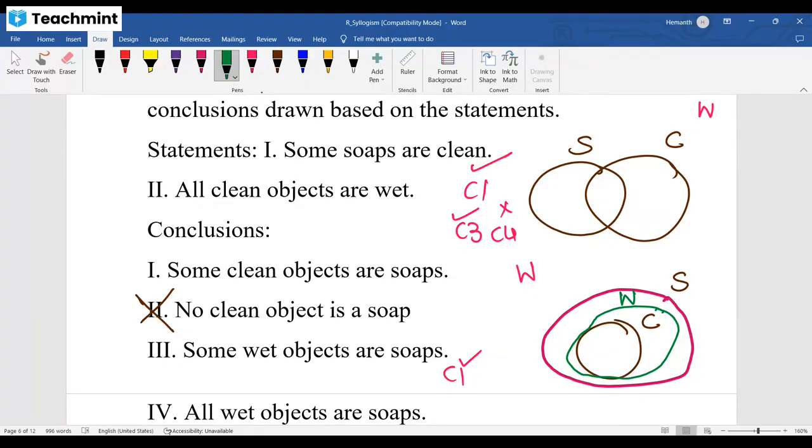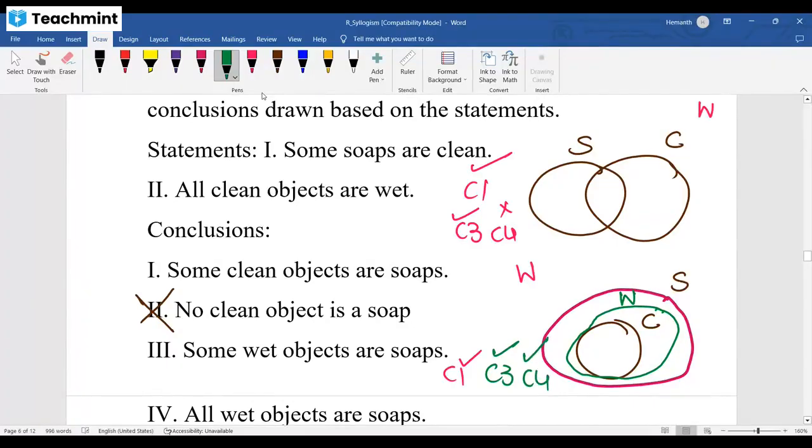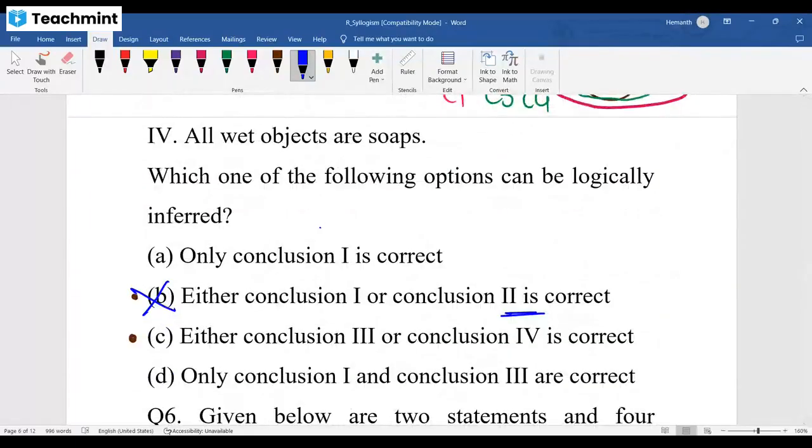Here, the third one. Some wet objects are soap, which means some soap are wet also, okay. Fourth one. Third and fourth are both true in one diagram. Is it either-or? 3 and 4 both coming in one diagram means it's not either-or. Both true at a time is not either-or. So eliminate either 3 or 4.